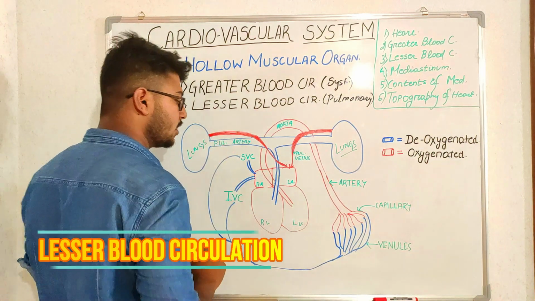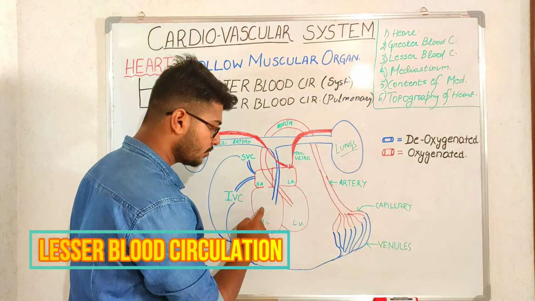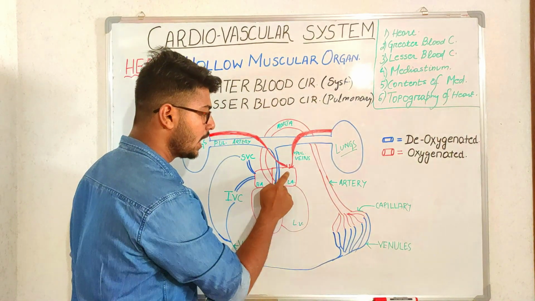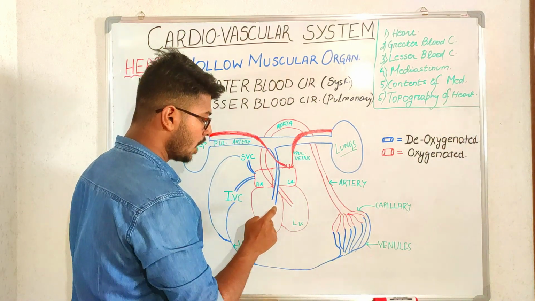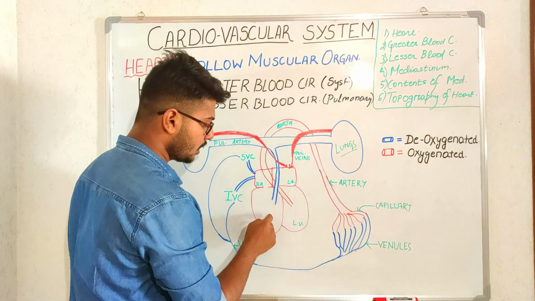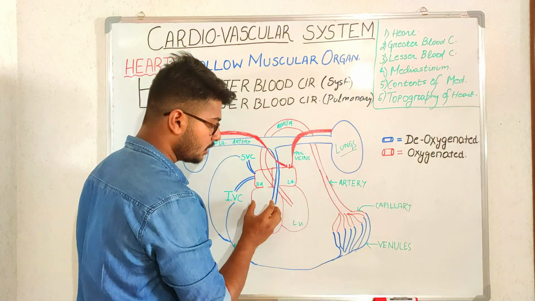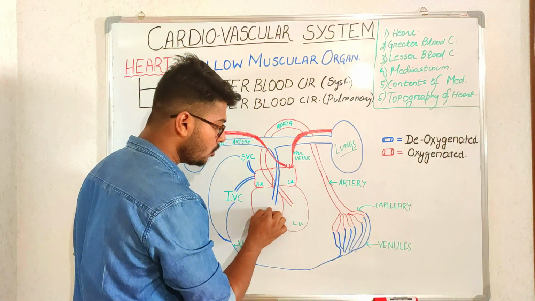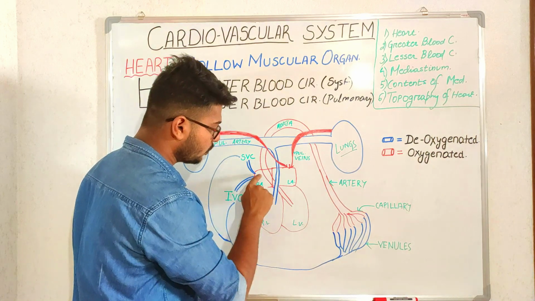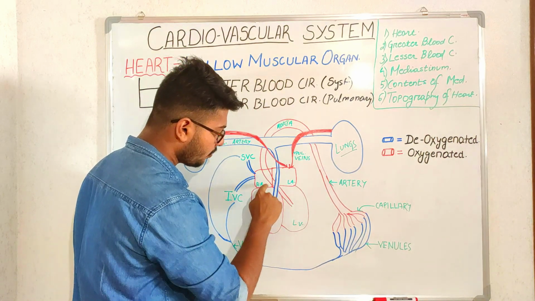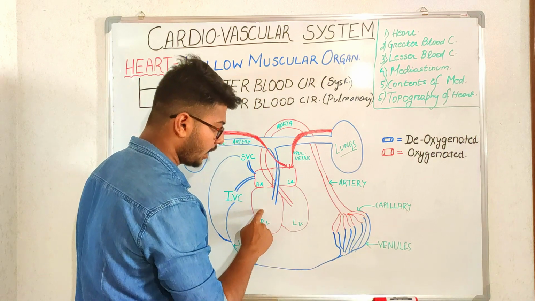Then what is the lesser blood circulation? Lesser blood circulation starts from the right ventricle and ends at the left atrium. How does it occur? The deoxygenated blood supplied through the SVC and IVC goes to the right atrium, and from the right atrium it comes to the right ventricle.